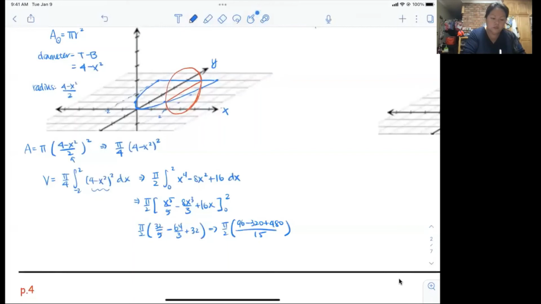Just gotta quickly check I got my multiplication correct. Yes. All right, so minus 320 plus 96 plus 480, I get pi over 2 times 256 over 15, which makes it 128 pi over 15 cubic units. Really lovely answer, right? Okay, all right, back to the ugly answers.